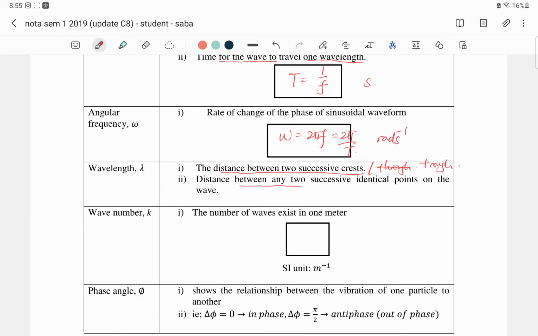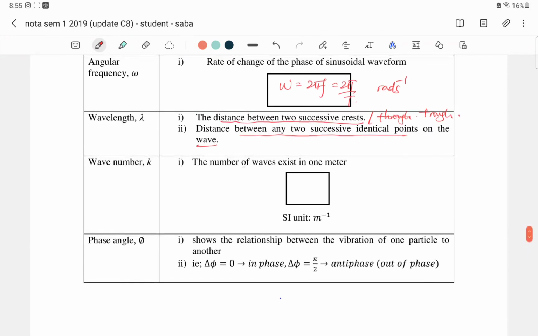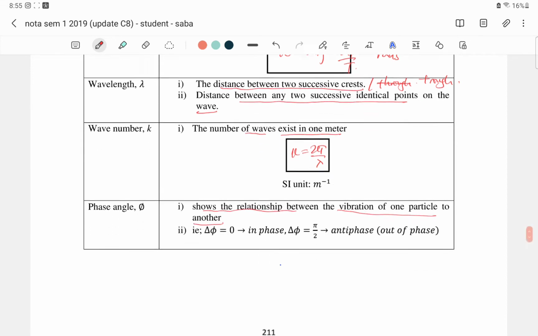Okay, distance between two successive elliptical points in the wave, itu adalah kita punya one wavelength or one lambda. Then we have wave number, the number of waves that exist in 1 meter. We have k is equal to 2 pi over lambda, the formula. Then we have the phase angle that shows the relationship between the vibration of one particle to another.